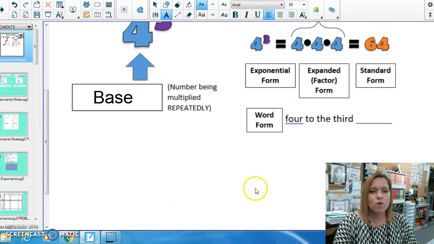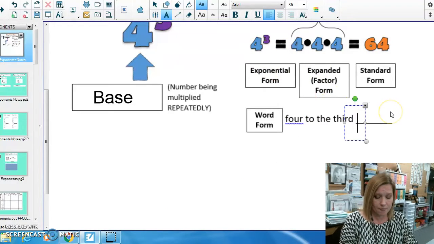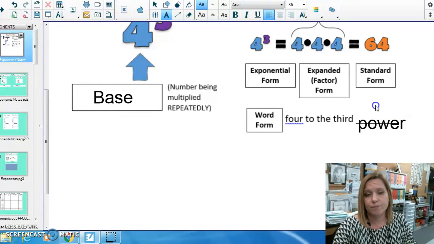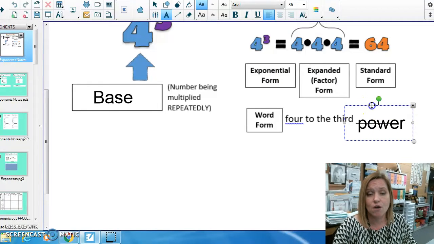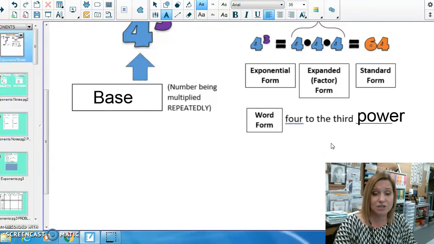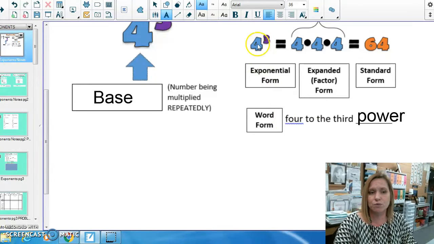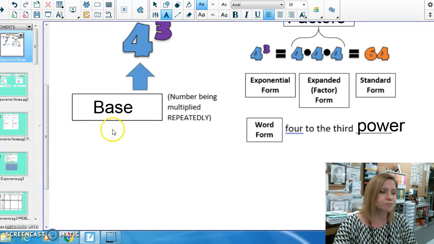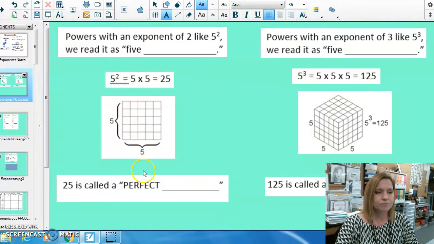And then again, in words, what do we call this? We usually say the first number out loud, 4 to the third, and we use the word power. So we can have words like 4 to the third power, 4 to the second power, 4 to the 8th power. Whatever the bottom number, the base, is, you say that first, and then you use the exponent, but you say power. We don't say to the third exponent, we say to the third power. So making sure that you are using the correct vocabulary is going to be important. Let's move on to the next page.